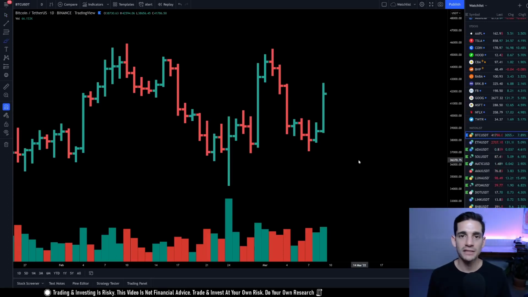You can also add different indicators and tools to the chart, which will give you a different perspective on the market.